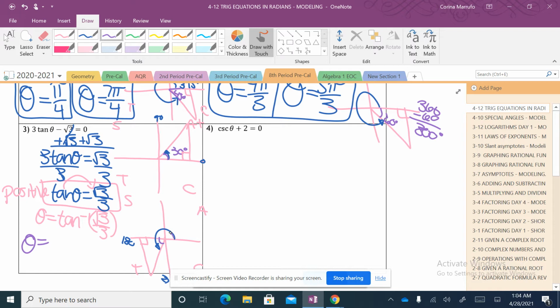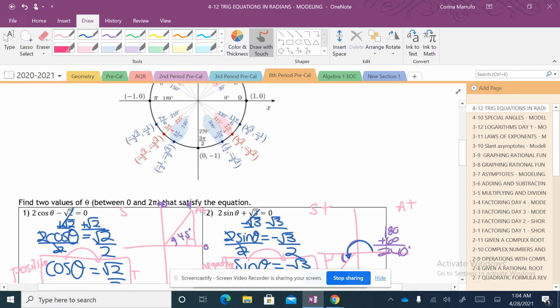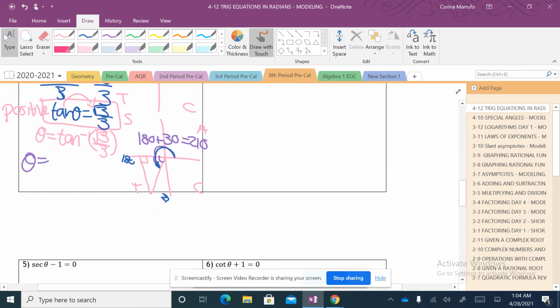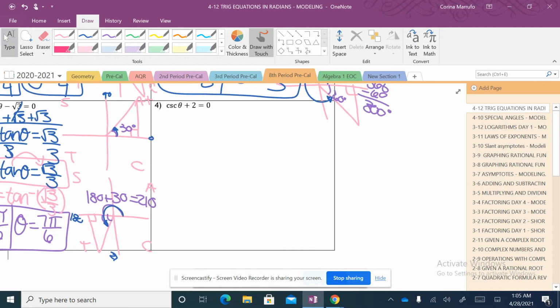And then for this one, we're going to do 180 plus the 30. And that gives me 210. So I'm going to look at 30 and 210. So 30 here is pi over 6, and 210 is 7 pi over 6. So pi over 6 and 7 pi over 6. Again, you can convert using the radians to degrees or the degrees to radians formula. I'm just using the unit circle because it's there.